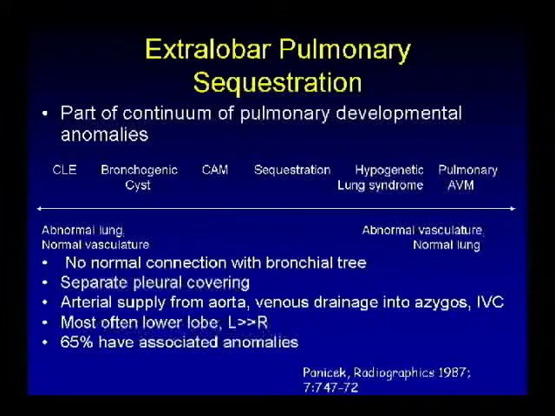Classically, an extralobar pulmonary sequestration has no normal connection with the bronchial tree, a separate pleural covering, an arterial supply from the aorta and venous drainage back into the azygos or IVC, most common lower lobe, usually on the left. 65% have associated anomalies, but those anomalies are usually something related to that left diaphragm. The lesions can be above, in, or below the diaphragm.